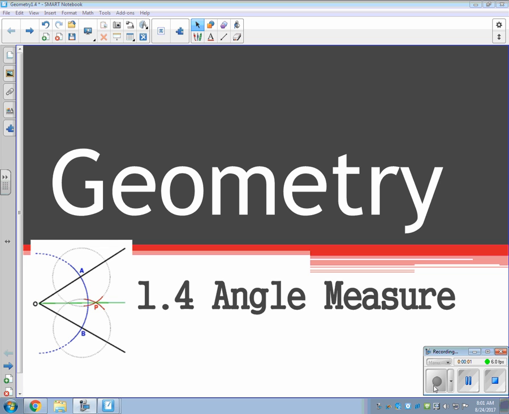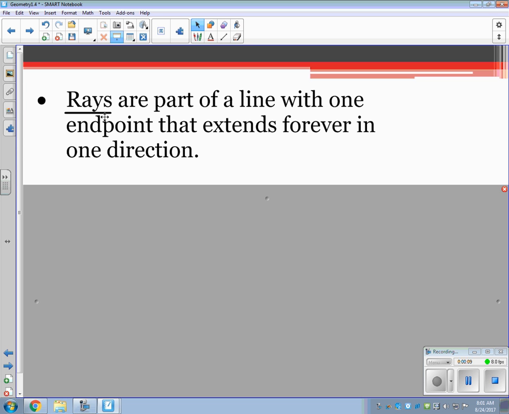All right, geometry lesson 1.4, angle measure. Before we start talking about angles, the first thing that we're going to discuss are rays. And rays are essentially the building blocks of angles. So the definition I'd like you to write down is that rays are part of a line with one endpoint that extends forever in one direction.